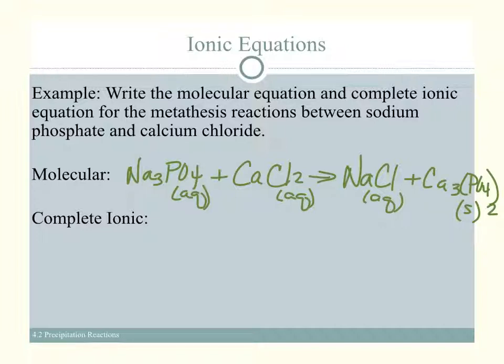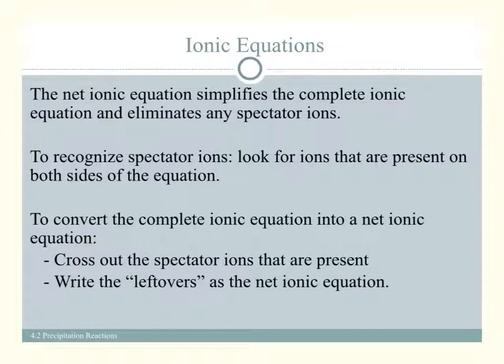Okay, I'm not going to just cross out complete ionic here because it's actually done on the next page. So remember, the net ionic is going to aim to simplify the complete ionic equation and eliminate any spectator ions. To recognize spectator ions, look for ions that are present on both sides of the equation. To convert the complete ionic equation into a net ionic equation, cross out the spectator ions that are present like I showed you and write what's left.